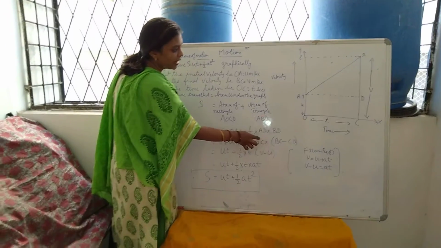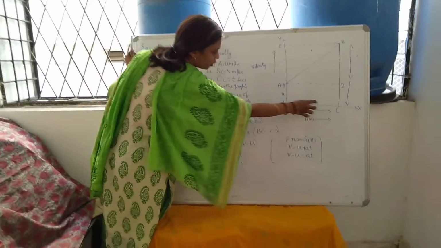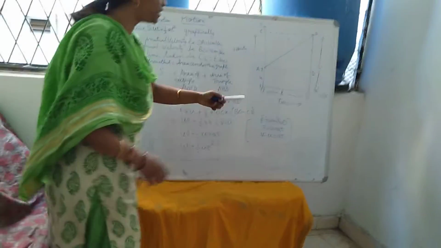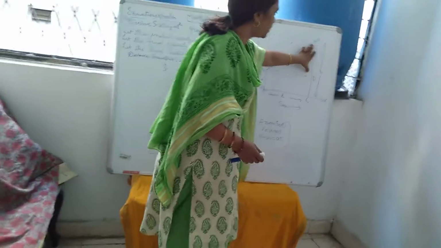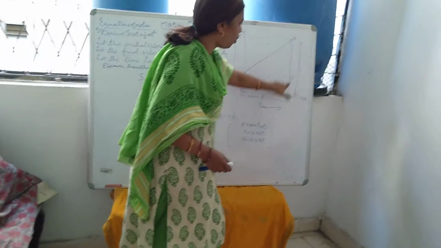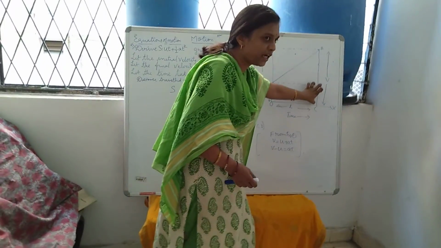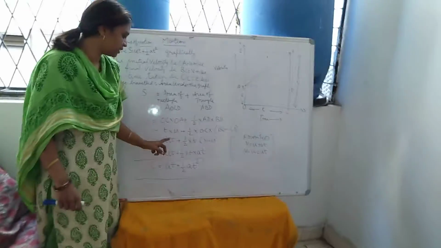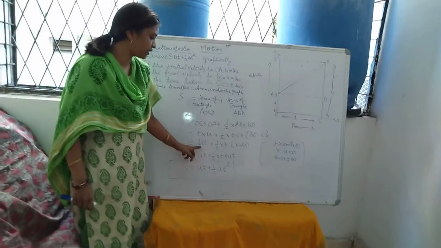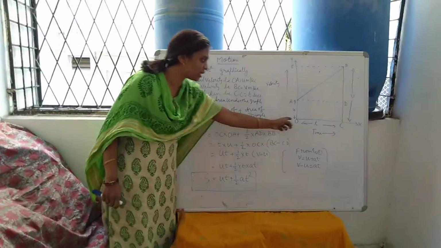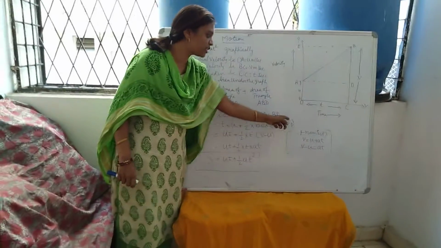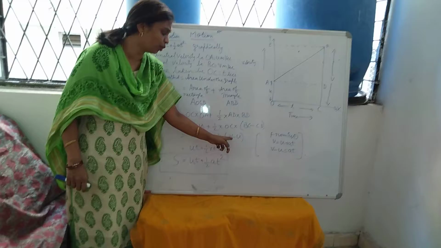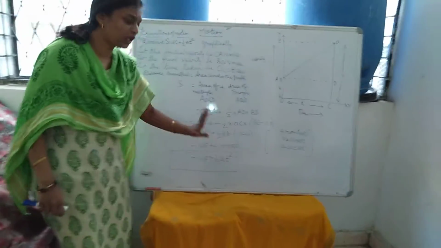Half into AD, instead of AD you can write OC, no? So I have written it as OC. And instead of BD I wrote BC minus CD. You want only this part BD, that means the total BC minus CD, you will be getting BD. So u into t you will write as ut plus half, OC is again t, and BC minus CD. What is BC? BC is v and CD is u. v minus u. Till here you understood.